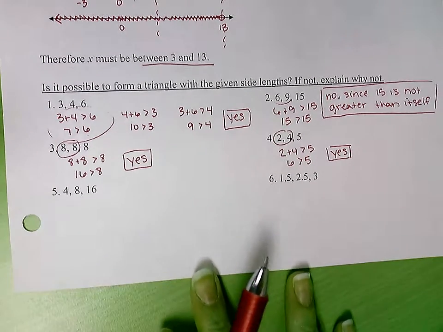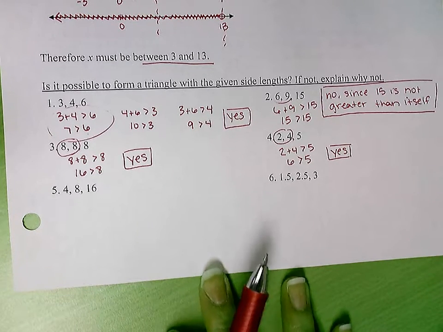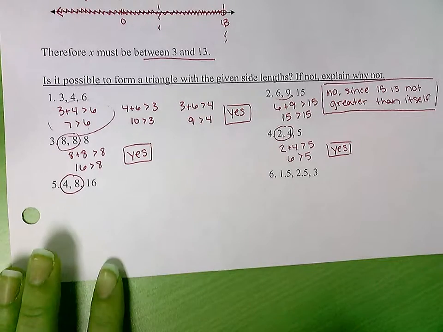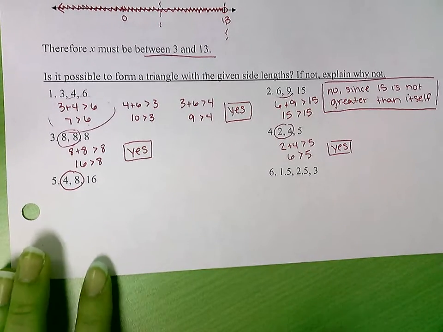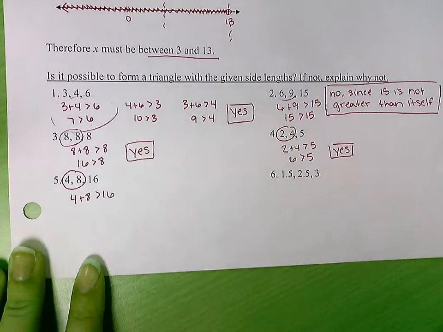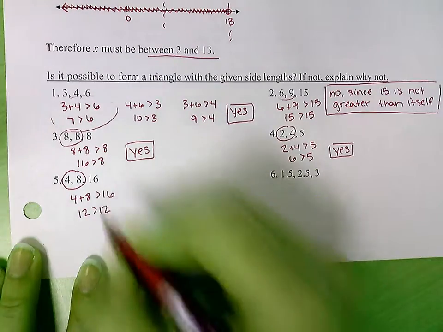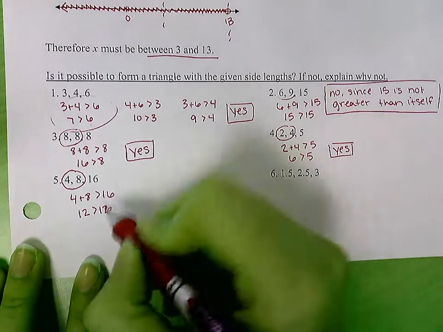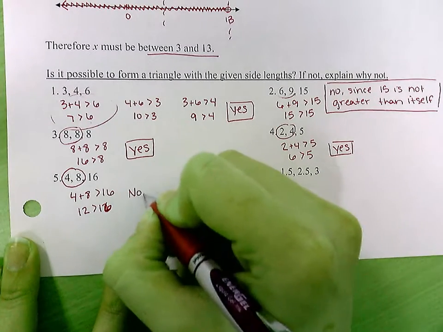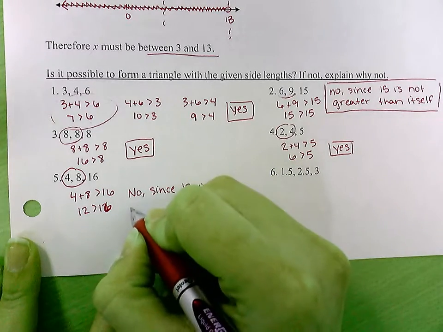All right, I'm gonna look at number 5 and number 6. Okay, number 5, my 2 smallest sides. My 2 smallest sides are 4 and 8. So I'm going to add those 2 together, and they have to be greater than 16. Well, 4 and 8 make 12. Oops. And 12 is not greater than 16. Okay, so this would be no, since 12 is not greater than 16.